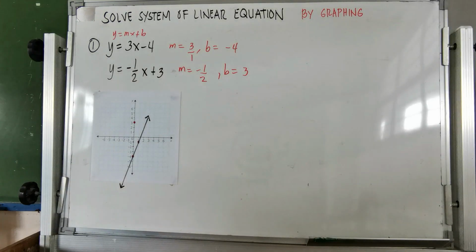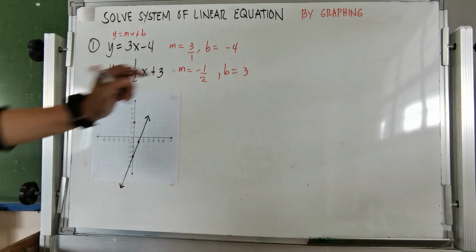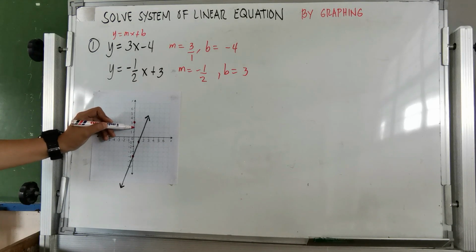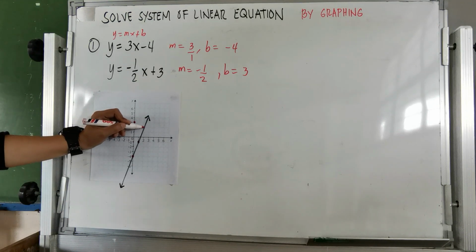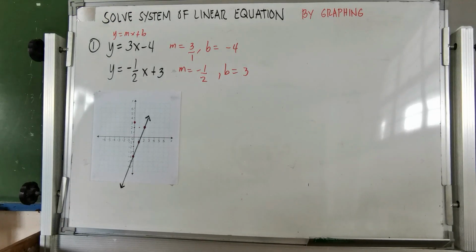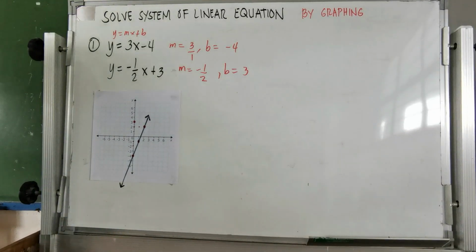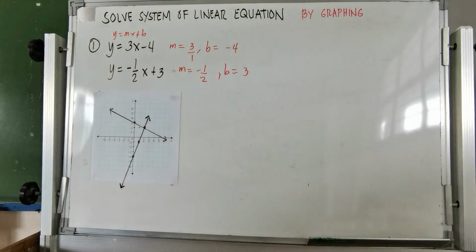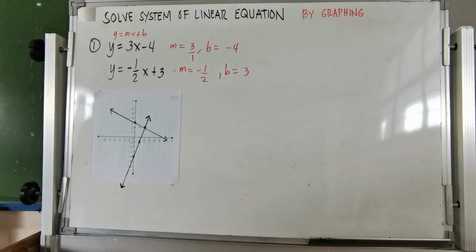Then, ang ating slope ay negative. Ibig sabihin, negative 1, then positive 2. Negative 1 is 1 unit downward from this point. So 1. Then 2 units is positive, so 2 units to the right. So we have 1, 2. So the second point is located here. Then, after that, connect na natin yung 2 points using a line. This is the graph of our second equation.